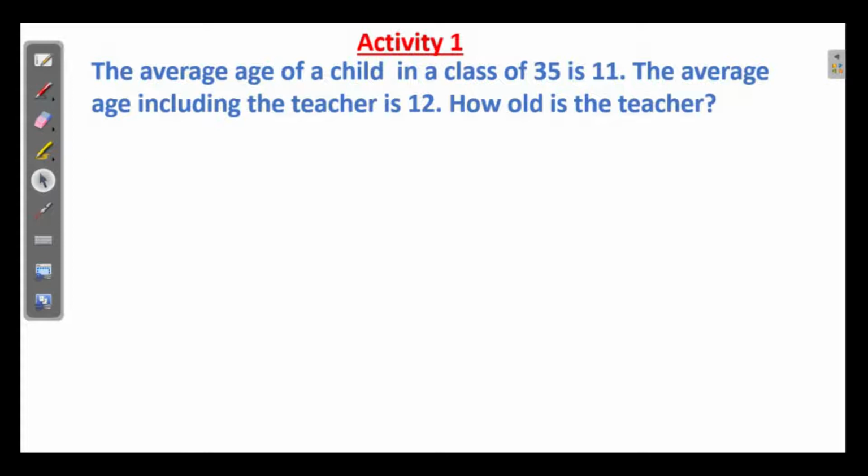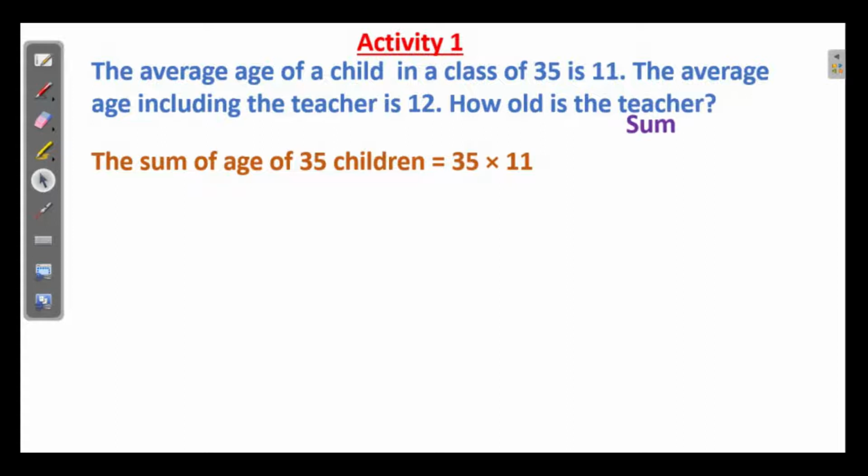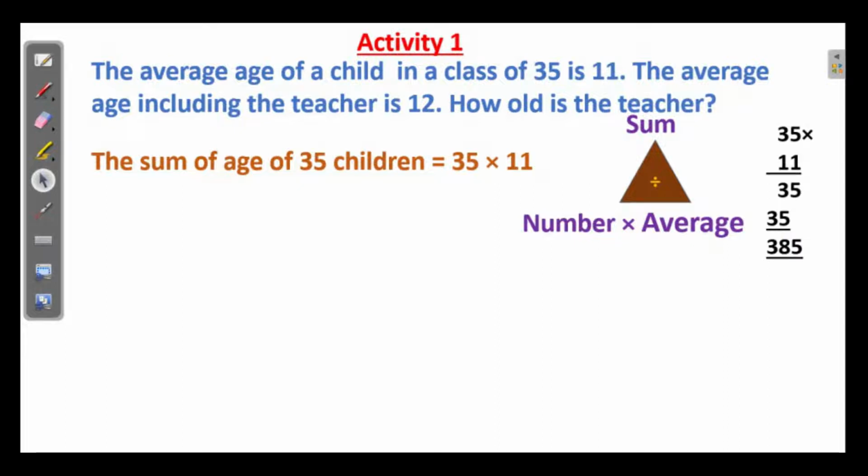The first is, first we have to find out the sum of age of 35 children, that is equal to 35 into 11. How did you get it? In the last class itself we have seen the trick to remember. The sum is equal to number of items into average. 35 into 11 is 385.